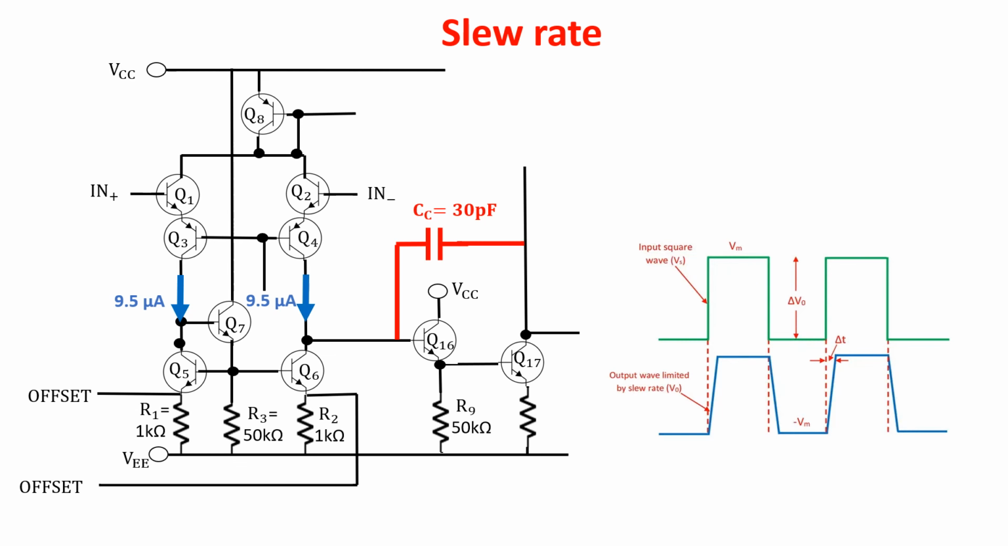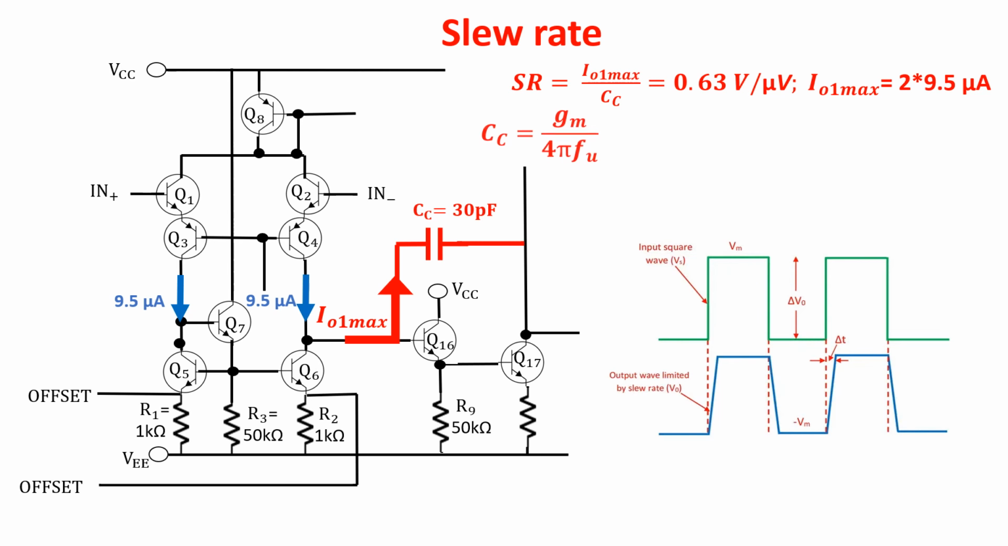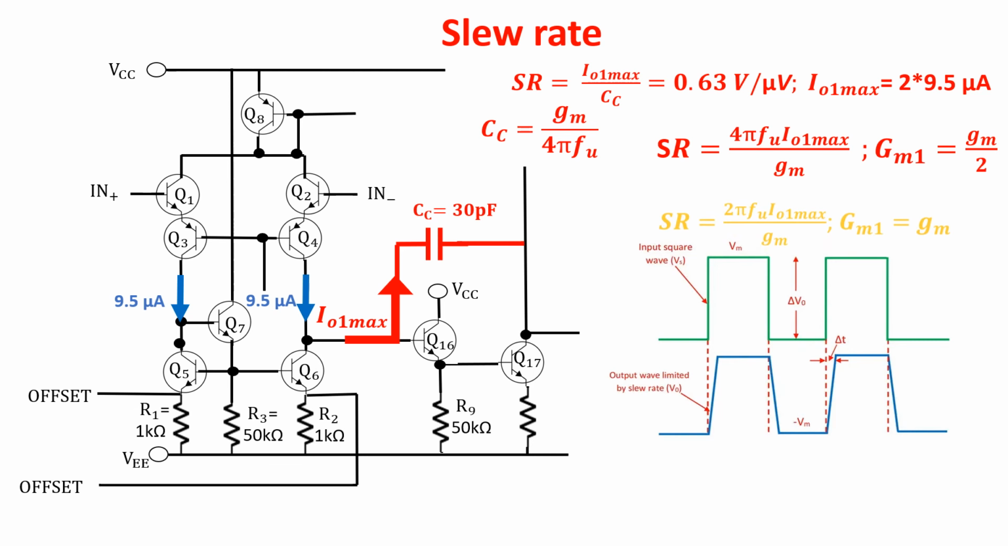The compensation capacitor, introduced for stability reasons, limits the frequency response and also limits the slew rate, which becomes this, the compensation capacitor being the dominant capacitor in the circuit, and I01 max the maximum current coming from the first stage. Remembering that the compensation capacitor is found in this way, we can say that the slew rate is this, and you see it is double what it would have been if the transconductance had been gm.